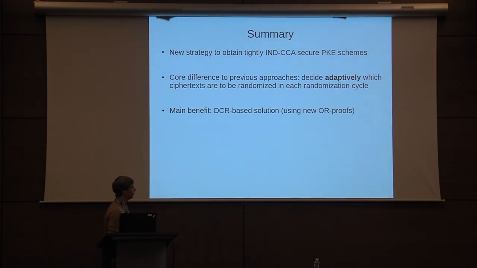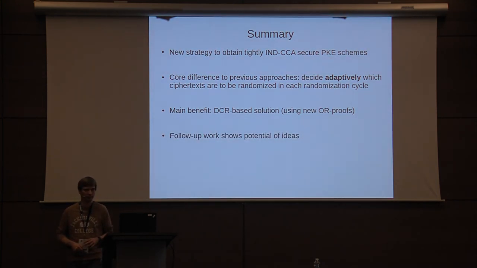So the main benefit, or the demonstration why this is a useful thing and gives you some benefit over previous work, is that we have a DCR-based solution. And the technical means is that we require, and we also construct, a new type of disjunction proofs, in particular in the DCR setting.